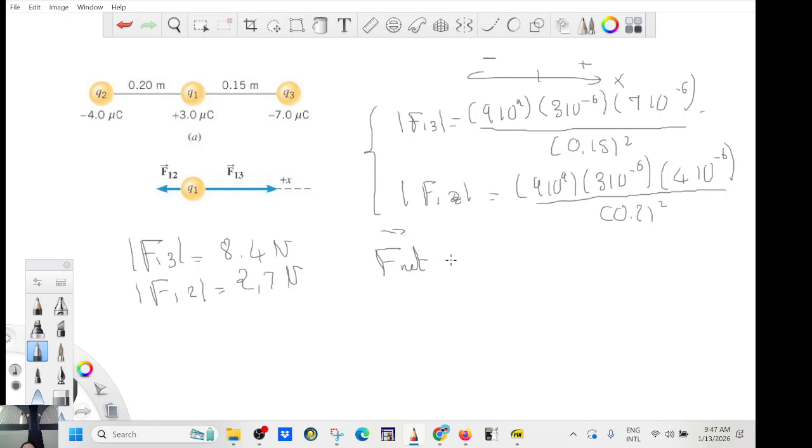We are adding vectors. So the net force will be the vector 1, 3 plus the vector 1, 2 here. So 1, 3 is to the right, so it's going to be positive. So I'm projecting along the x-axis. This one is to the left, so it's going to be minus 2.7. Okay, that will be 5.7 Newton, and it's positive.